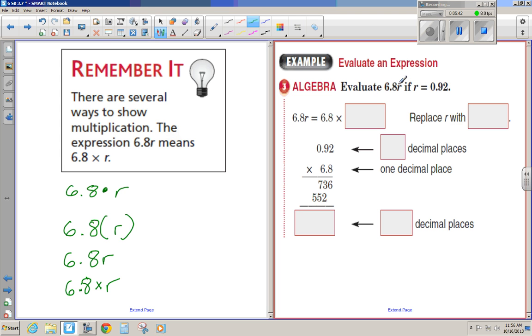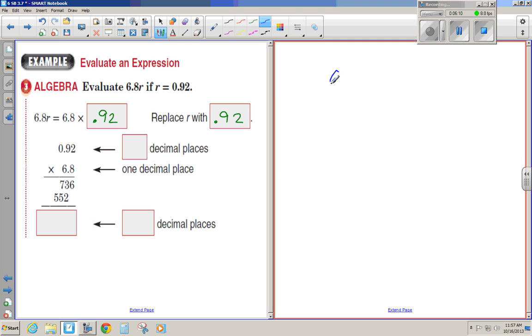So, evaluate 6.8r if r is 0.92. Well, 6.8r equals 6.8 times 0.92. Well, you're going to replace r with 0.92. Now, let's estimate. Estimating tells us that 6.8 times, well, 0.92 is basically 1. So my answer should be somewhere around 6.8. All right.